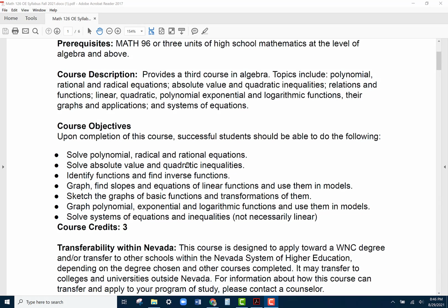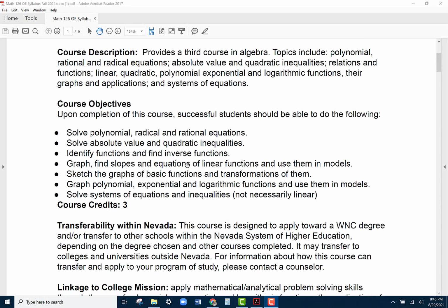Upon completion of this course, successful students should be able to do the following: solve polynomial, radical, and rational functions or equations, solve absolute value and quadratic inequalities, identify functions and find inverse functions, graph, find slopes and equations of linear functions and use them in models, sketch the graphs of basic functions and transformations of them, graph polynomial, exponential, and logarithmic functions and use them in models, solve systems of equations and inequalities. Not necessarily linear though. This is a 3-credit course.